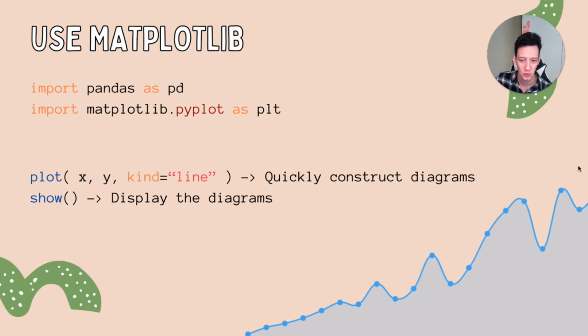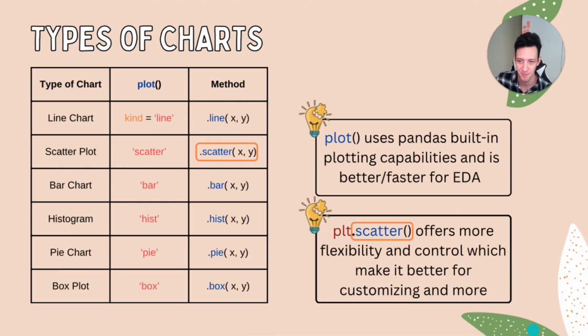Let me break down the different types of charts that we're going to use in today's episode. Matplotlib has a lot of charts. That's why it's one of the best modules for data visualization. Here we have the type of chart, we have the plot method, which I just covered, and then we have the method we could use to further our customization.